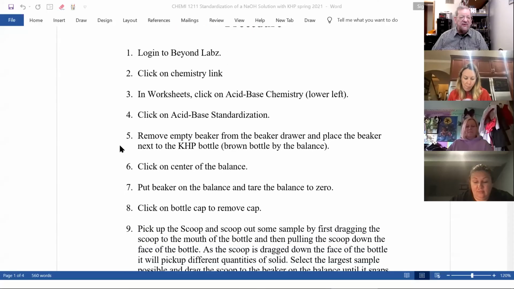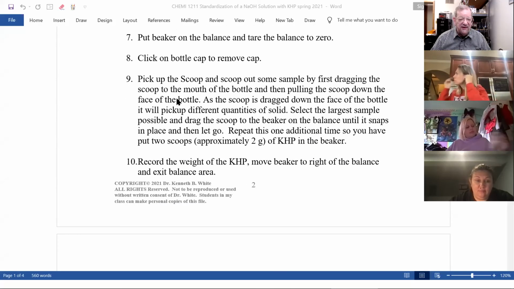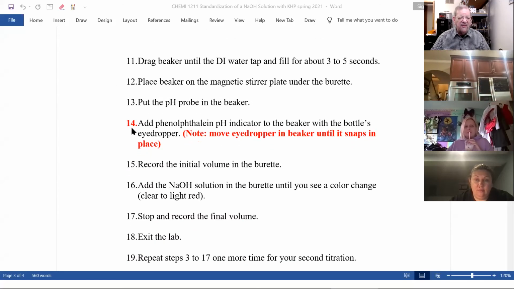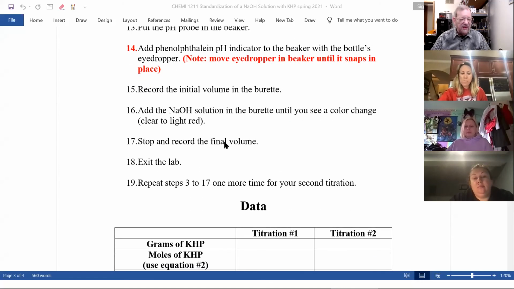Now, I have the procedure here, and I'm going to go through this in Beyond Labz. The important things here: I'll show you how to do step 9. And the other one, step 14, I had some trouble with initially, and I realized you have to move the eyedropper to the beaker until it snaps in place, and I'll show it to you. You'll exit the lab and enter it again to redo steps 3 through 17.